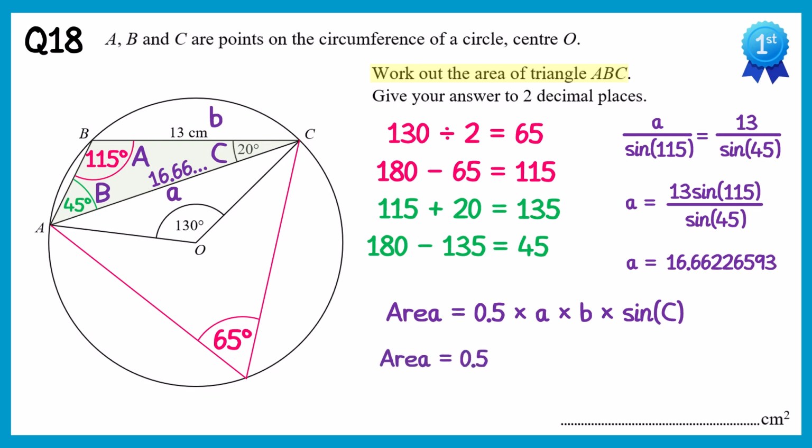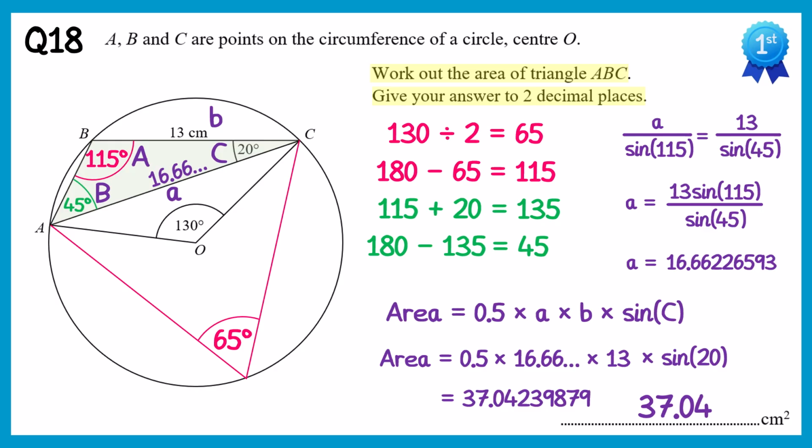This will work out the area of the triangle. So it's 1/2 times A, which was the number we found, 16.66 and so on, times B, which is 13, times the sine of C, which is the sine of 20. If you type all of this into your calculator, making sure you use the full number for the 16.66 and so on, you'll get this number here. The question says to round your answer to 2 decimal places, so it's 37.04.